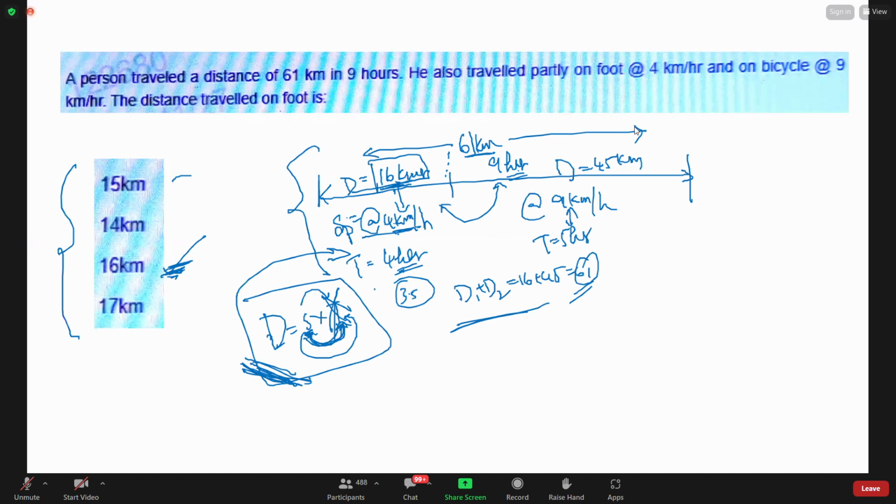Check that once. Let's say it was 14 kilometers and you said 3.5 hours is done. How much time is left here? 5.5 hours of time is left. 5.5 into 9, how much is that? It comes down to 49.5 kilometers. 49.5 plus 14, is that equal to 61?